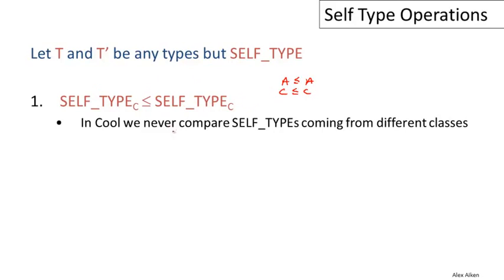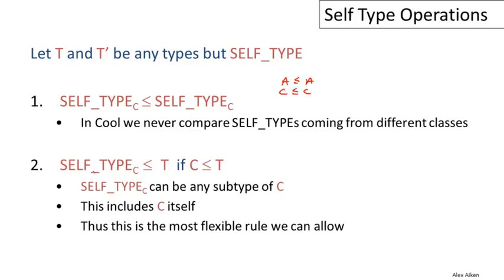Now, another thing you might think is, what if self-type sub C is compared with self-type from another class, say self-type sub D? It turns out that in the Cool type rules, this will just never come up. The Cool type rules are written in such a way that we never need to compare self-types from different classes. I haven't shown you that that's the case yet, but when we actually go through the type rules for self-type, you will see that it's true.